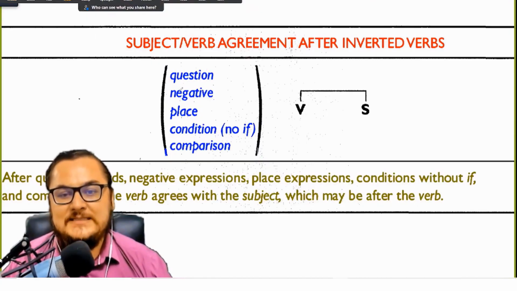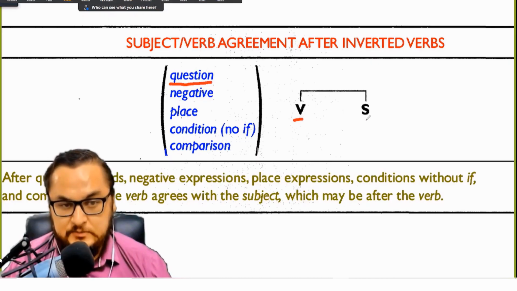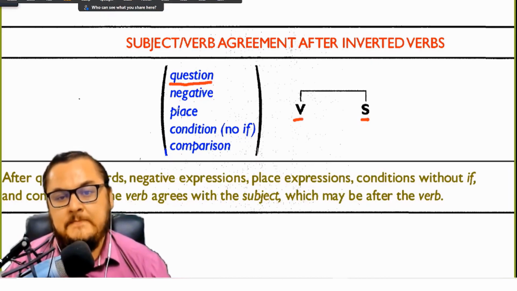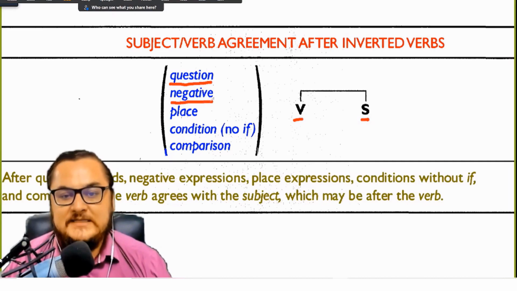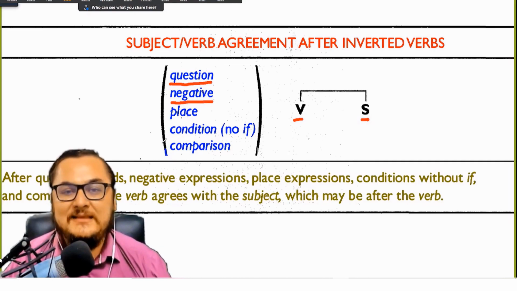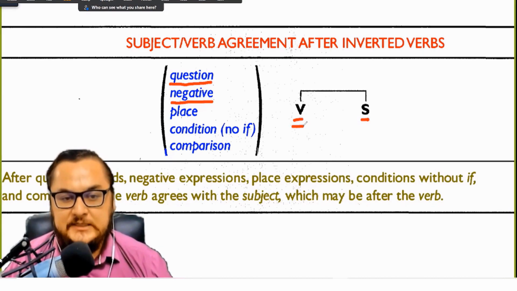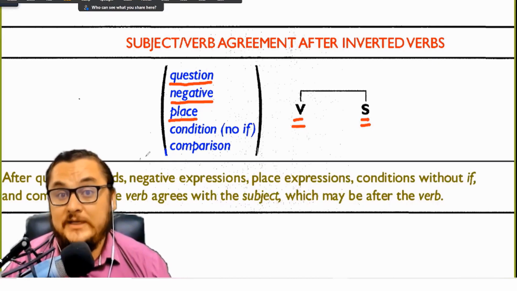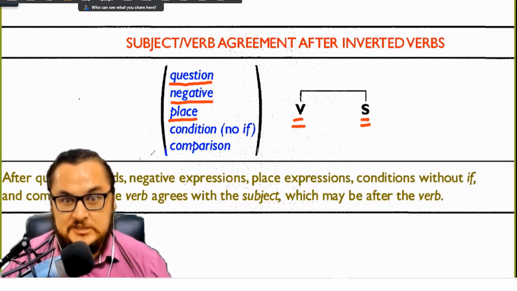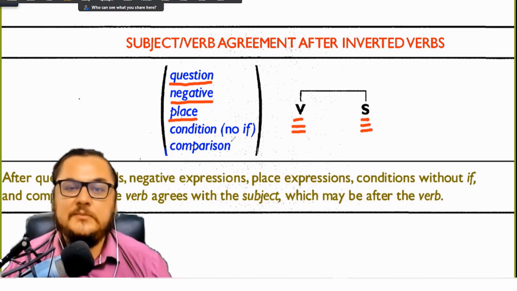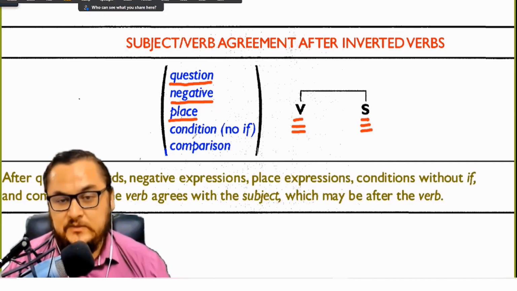The first is that if it is a question, then I will change the order. First the verb, then the subject. If I have some words that imply negative expressions, I must change the order. First the verb, then the subject. If I have expressions of place, even if they have prepositions, because there are prepositions of place, I still have to change the order and put the verb first, and then the subject of the sentence.